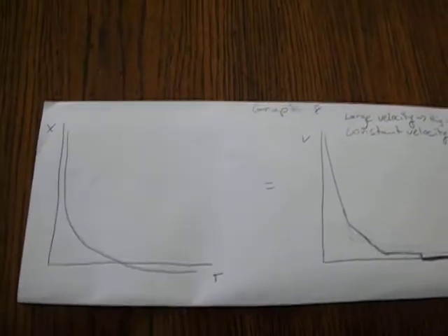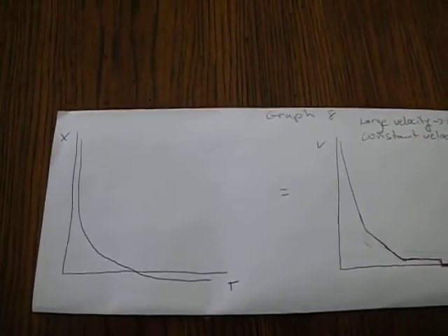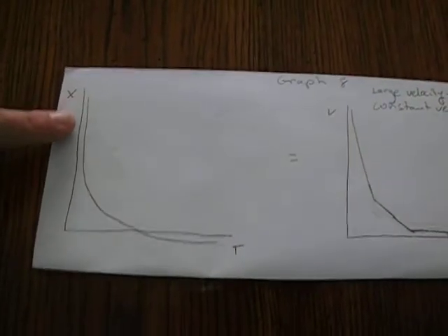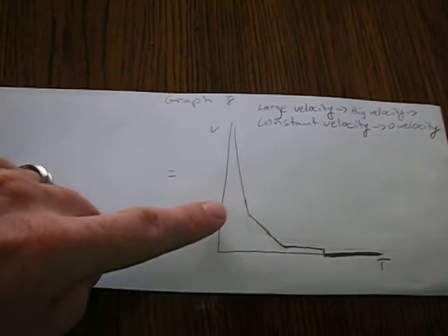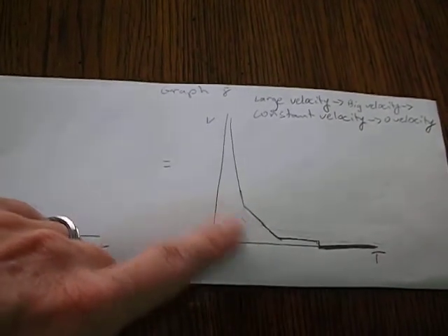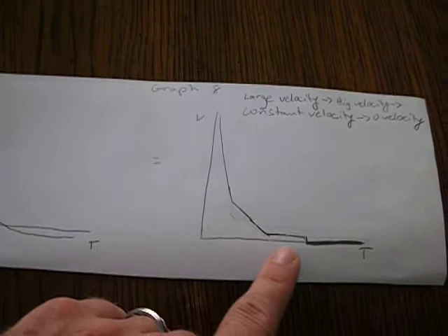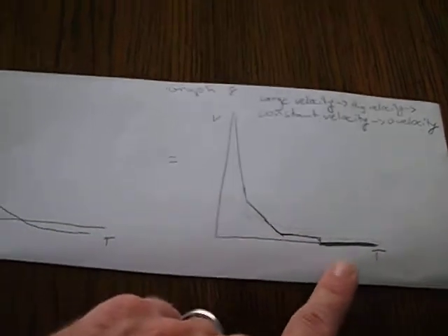Graph 8. It's a 1/x graph, y equals 1/x. We have the position over time over here, velocity over time on the right. We've got a real large velocity to begin with, and then a big velocity, a little constant velocity, and then a 0 velocity where it crosses the t.